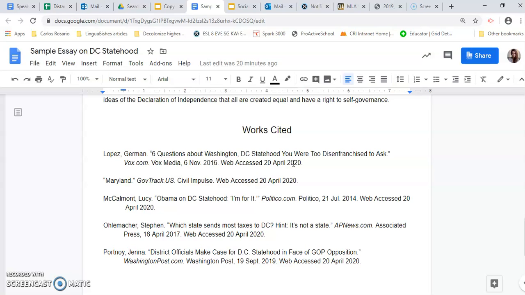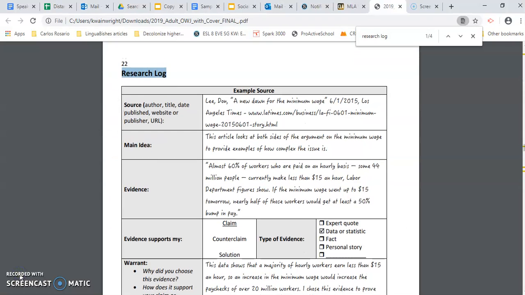So on all of my sources, you can see web access, 20 April 2020. Same here, same here, same here. It's because that's the day that I did all of my research. Now, you should have a lot of your information already in your research log of your One World Journal. So hopefully, as you did your research, you completed the research log and kept careful track of your sources. That's why we asked you to write all of this information into your research log, because now you need it for your work cited.